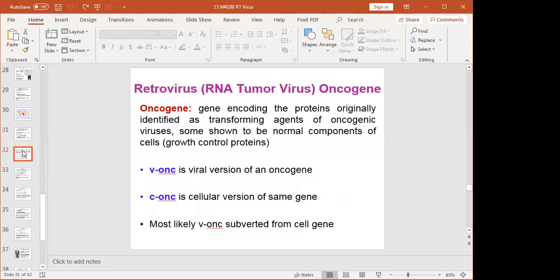Moving to slide number 32. The next few slides talk a little bit about the oncogenicity or cancer-causing properties of retroviruses. These are RNA tumor viruses. They have their own oncogenes. Oncogene is a gene that encodes proteins that can cause cancer. So cancer-causing genes. We have V-oncs, or viral version of an oncogene, and C-onc, which are cellular versions of the same gene. And most likely, V-oncs are subverted from cellular genes, or C-oncs.